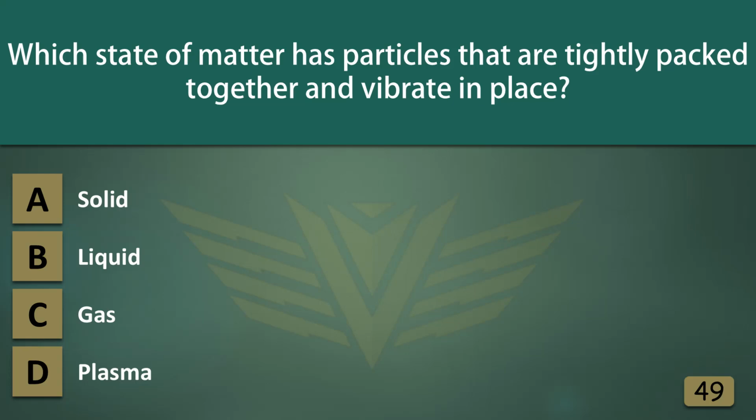Which state of matter has particles that are tightly packed together and vibrate in place? A. Solid. B. Liquid. C. Gas. D. Plasma. The correct answer is A. Solid. In solids, particles are tightly packed together and vibrate in place, giving them a definite shape and volume.